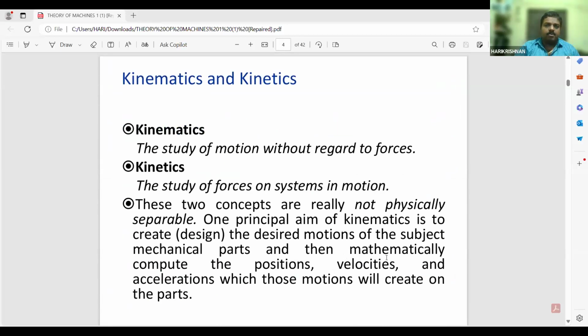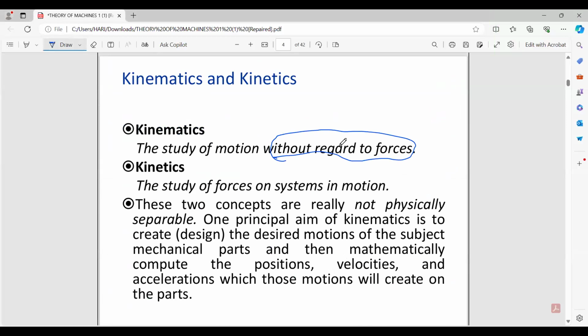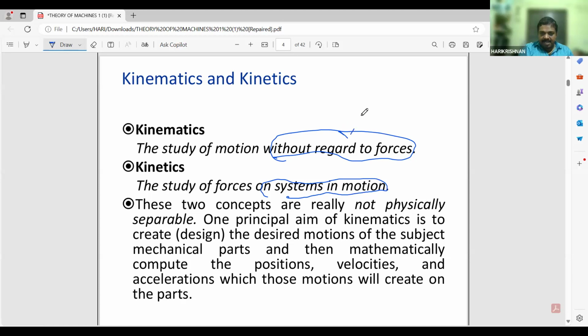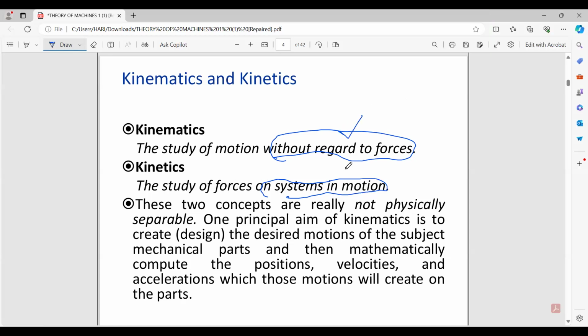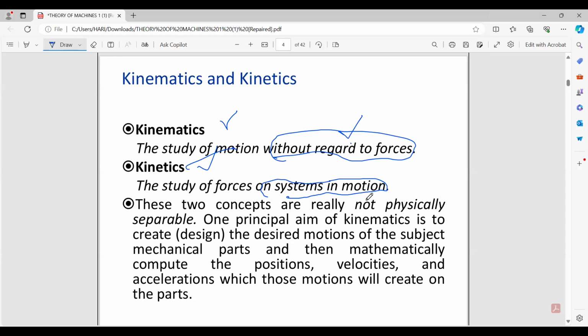So next we are going to study kinematics and kinetics. Kinematics is the study of motion without regard to forces. But when we study the forces on a system in motion, that comes under kinetics. Kinematics is the study of motion without considering the forces.